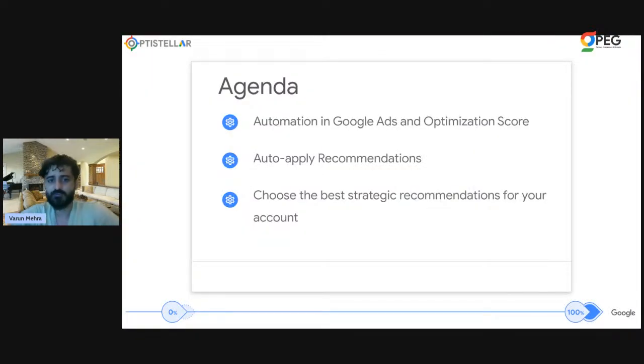So today's agenda would be covering three major buckets, where we would be covering automation in Google Ads and optimization score. Then we would be going deeper into auto apply recommendations, the type of auto apply recommendations that you have, and how you can use a mixture of them together to get the best value out of your marketing campaigns. And then how you can choose a mixture of these recommendations to achieve your strategic goals.